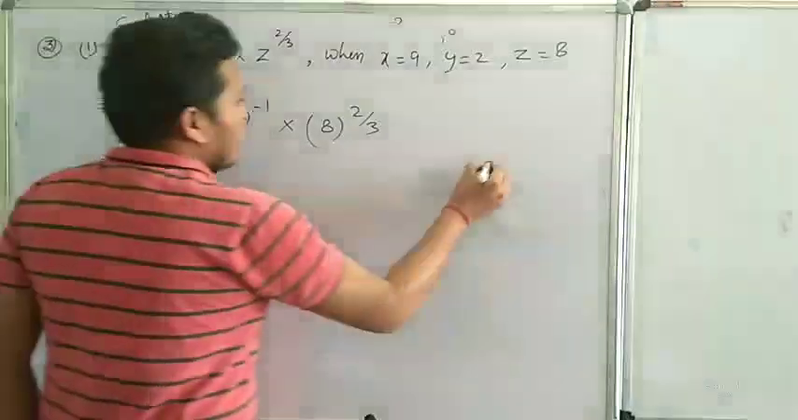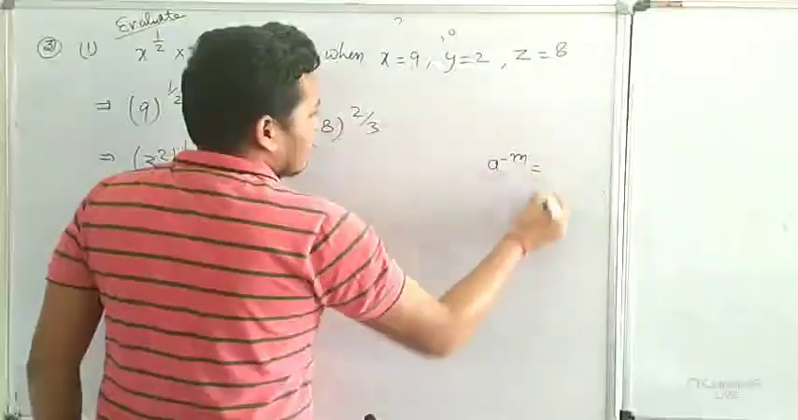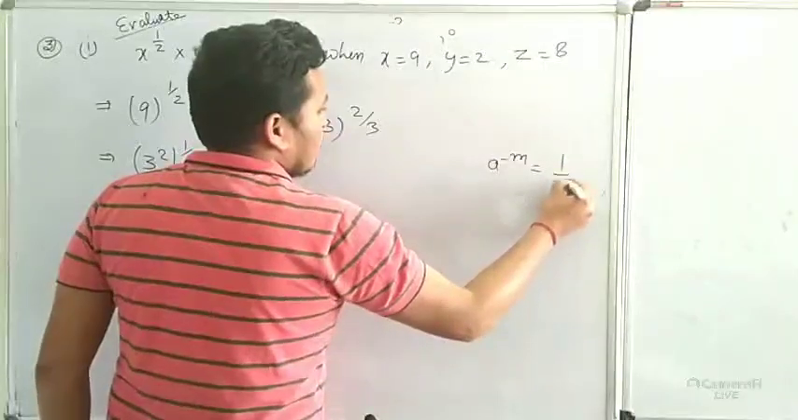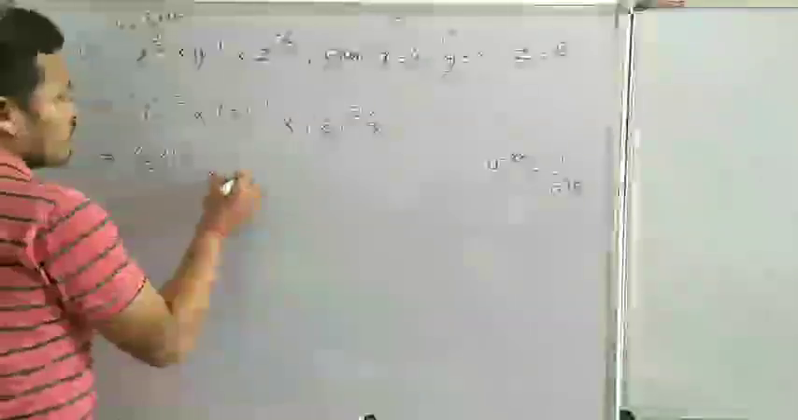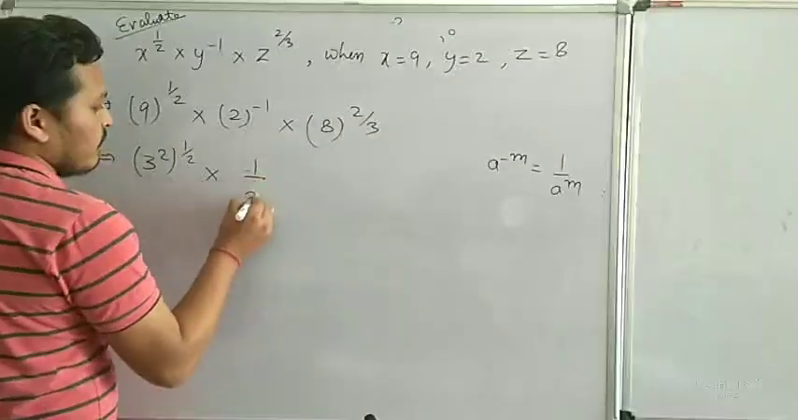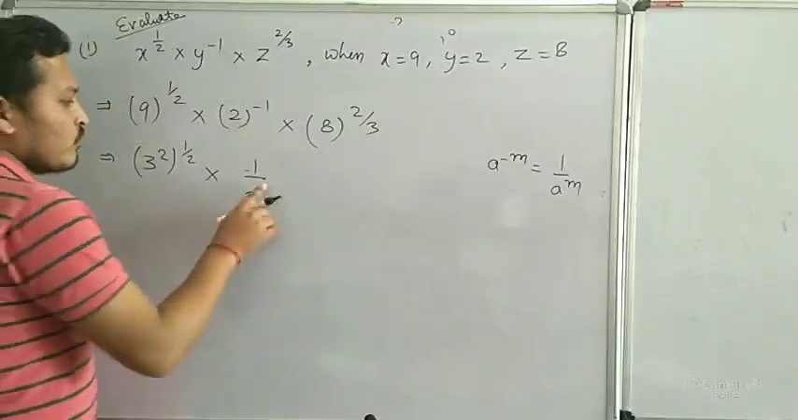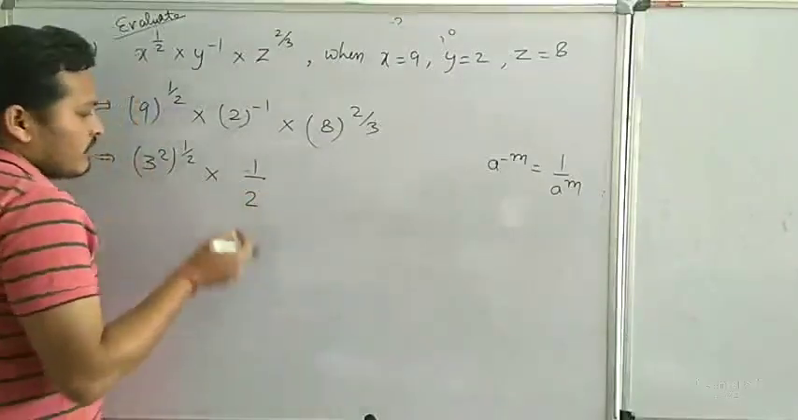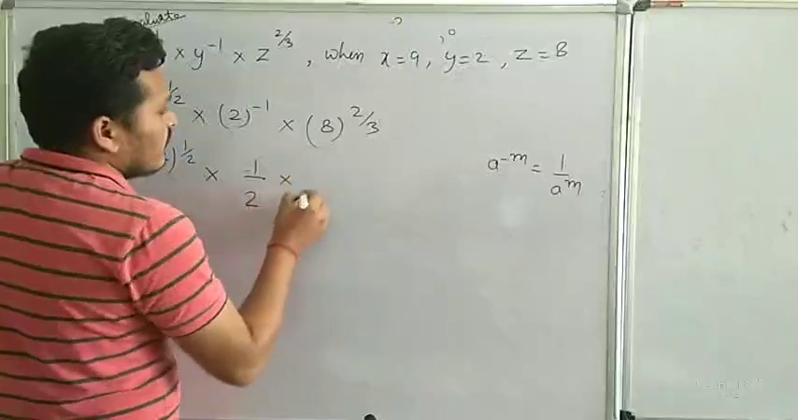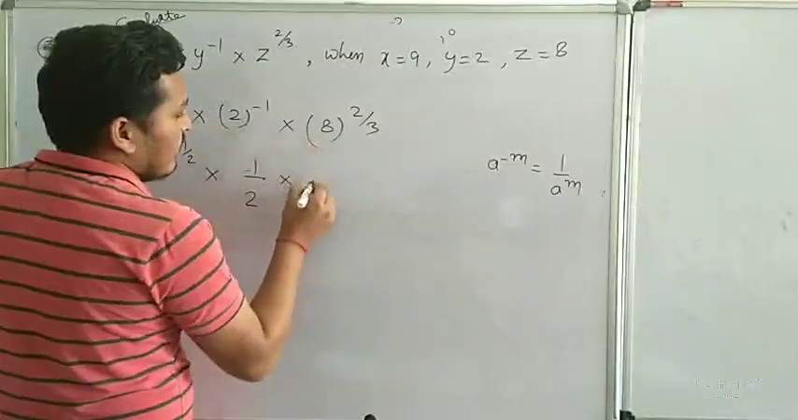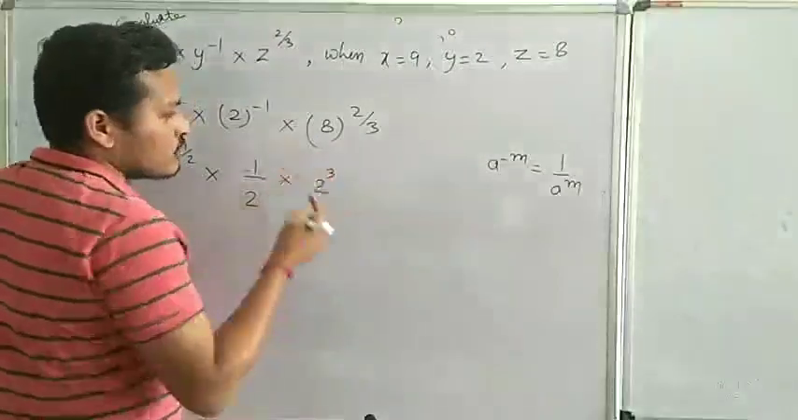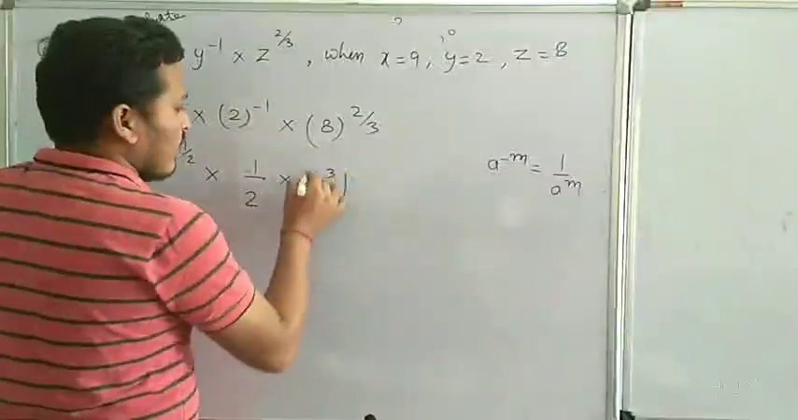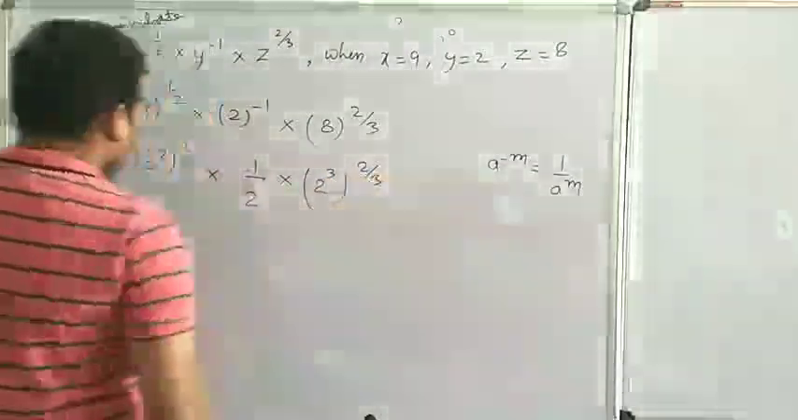So we can write, as you know, that a to the power minus m can be written as 1 upon a to the power m. So 2 to the power minus 1 is 1 upon 2, and its power will be 1. Then 8, how can you reduce the 8 to 2 to the power 3? Because 2 multiplied by 2 and whole to the power 2 by 3.